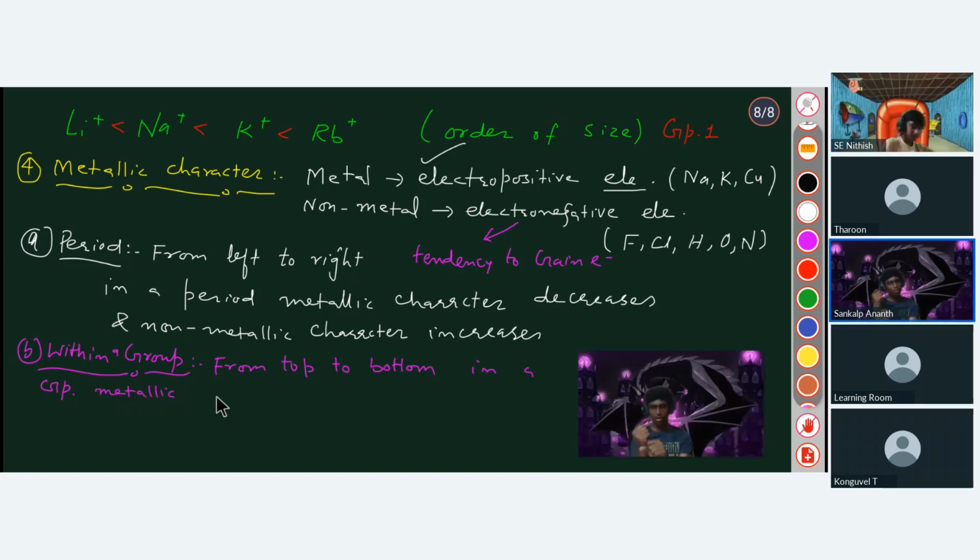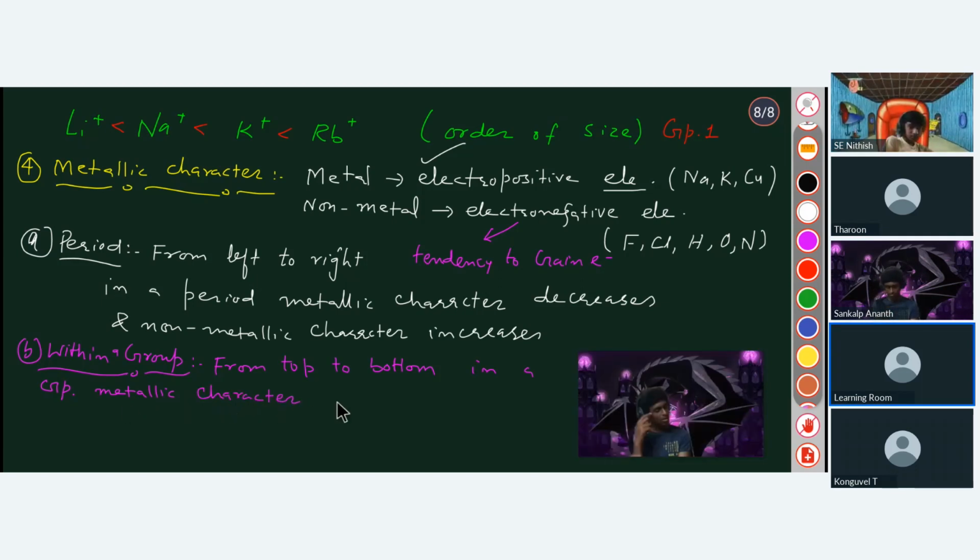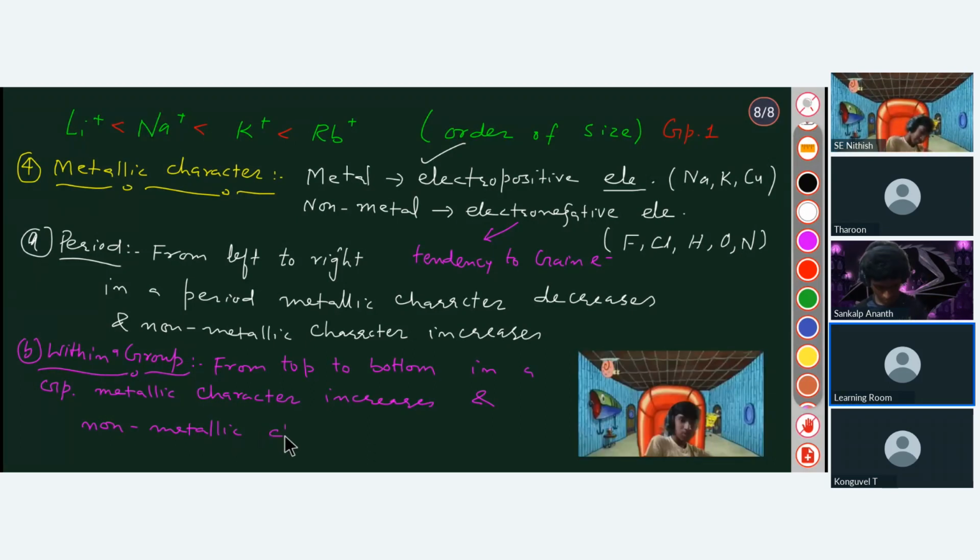I will give you the example after you finish this. You first write down: metallic character increases and non-metallic character decreases. I will give you the example. You first write down this. Have you noted down this? No, sir. Once again, I'm writing.